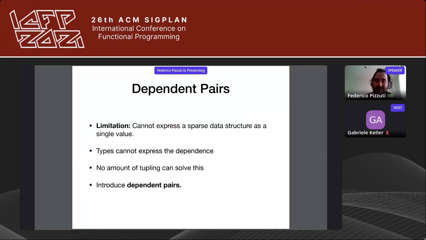So we cannot express this construction currently in our language. We cannot say these two elements, pack them together, and introduce this dependence. We cannot do anything. But as people who know dependent typing would know, there is a solution to this problem. It's called dependent pairs, which is what we introduced to the language.